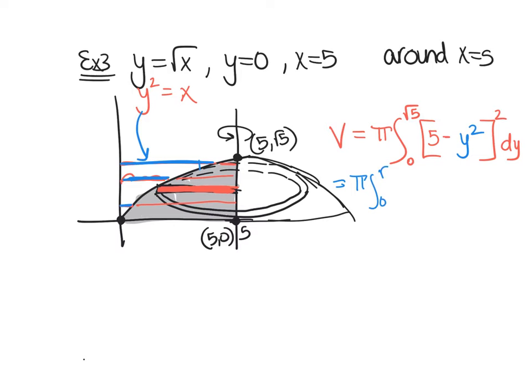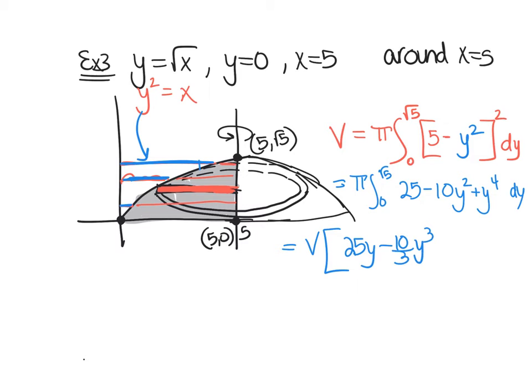So before we can power up, we want to square this. We get the integral of 25 minus 10y squared plus y to the 4th dy. Now we can power up, and evaluate from 0 to radical 5. I don't know why I have a v there instead of a pi, so let's fix that.